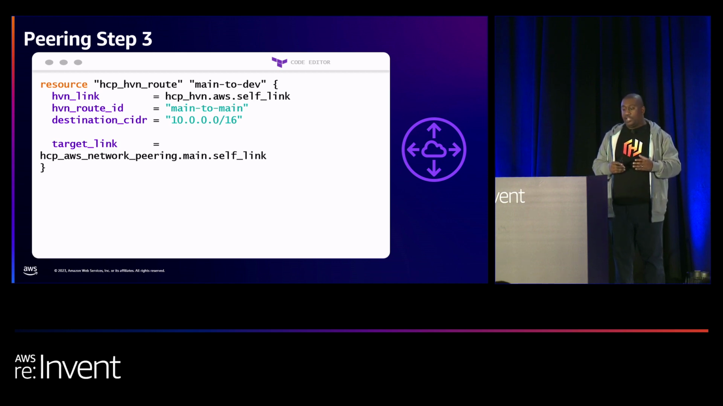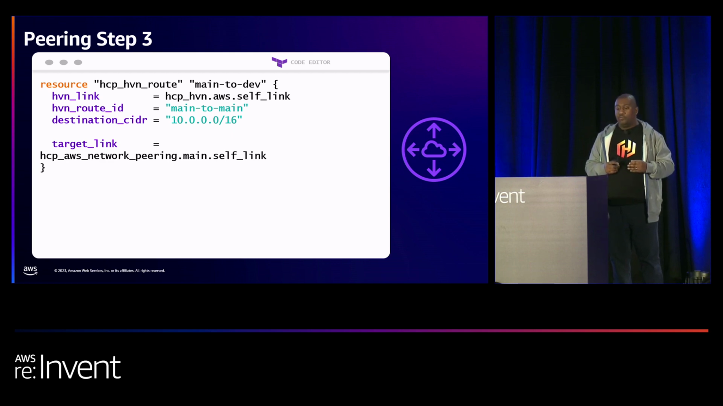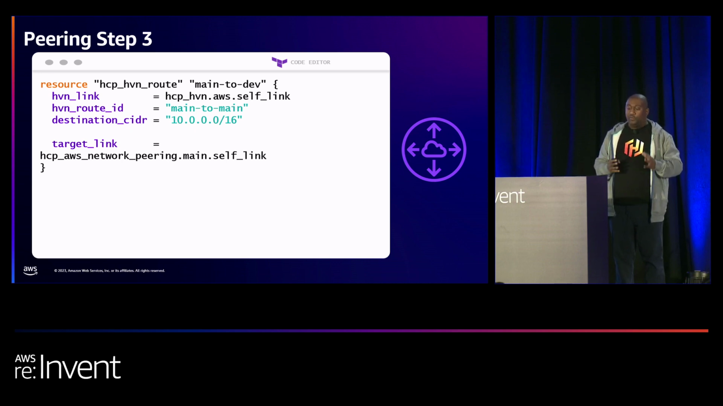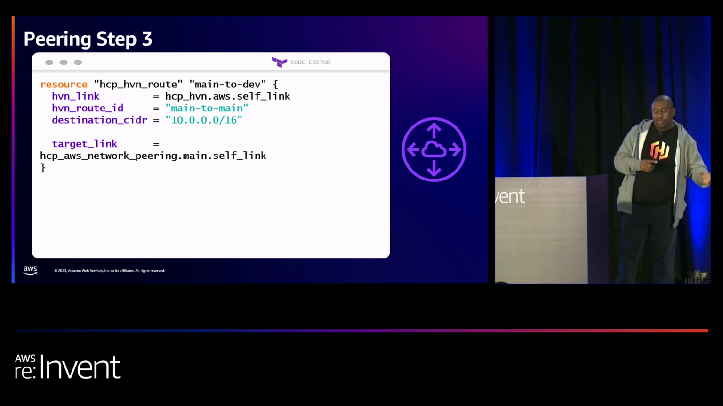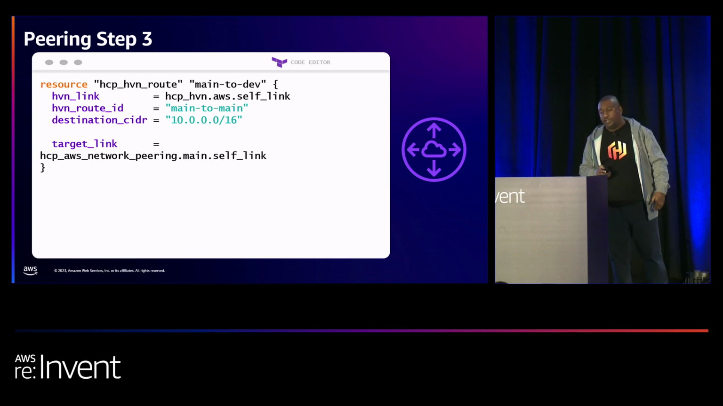And then we're going to give it a target link, which is the network peering self-link when we initiated the peering connection. So you put all of these things together, and this is what's going to allow a Vault cluster that's deployed to your HVN to communicate with your private workloads that are in private subnets within your VPC.